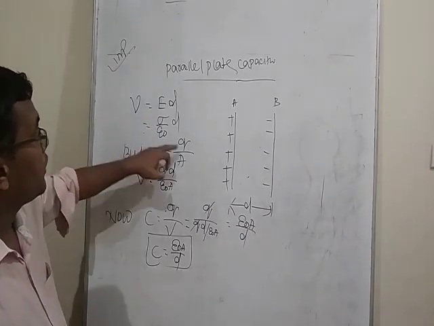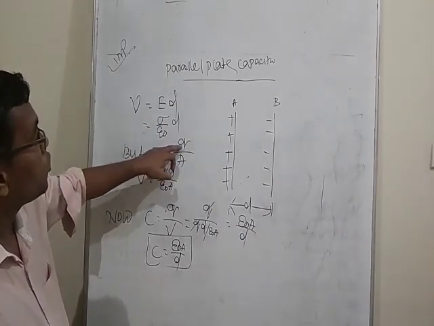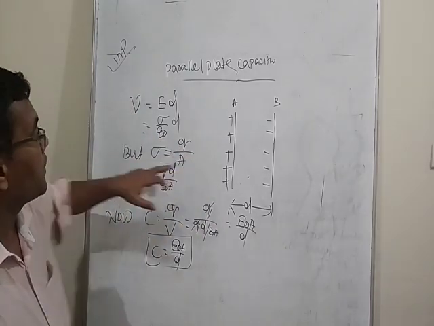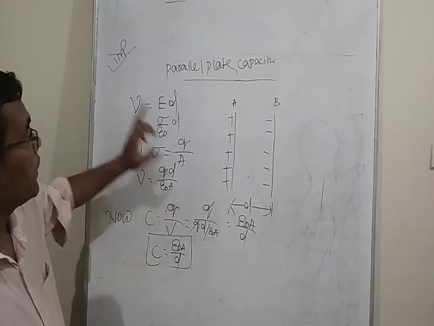So sigma is the surface charge density, that is equal to Q by A, where Q is the charge and A is the area of the plate. So sigma is equal to Q by A.